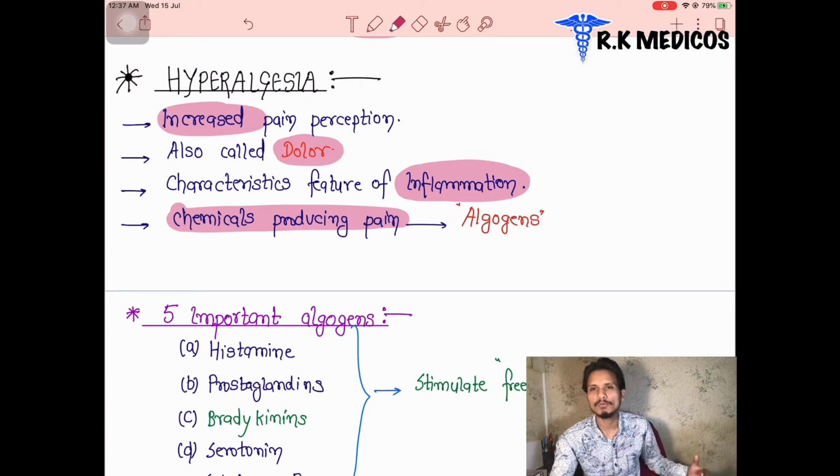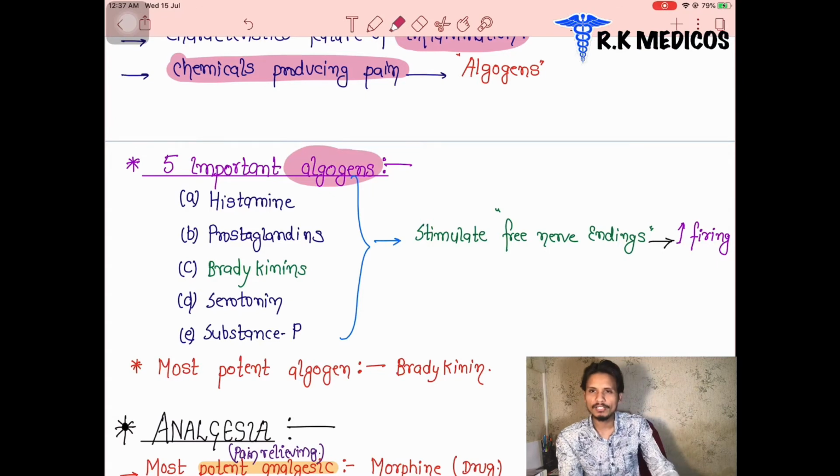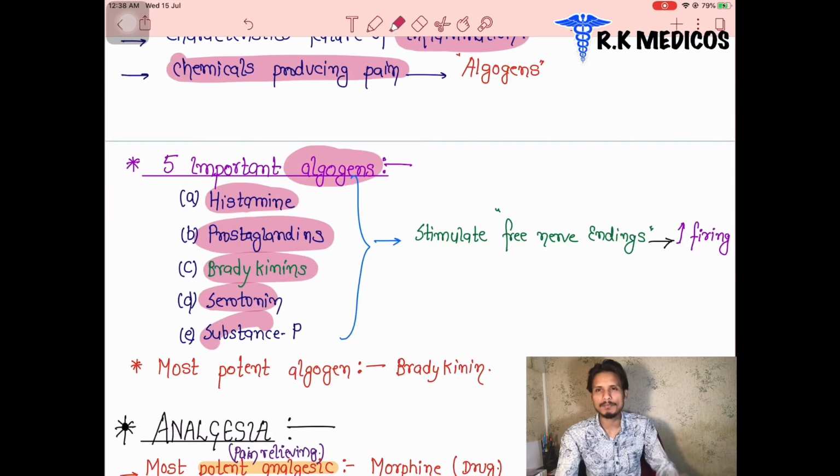Suppose there is a wound or trauma that leads to pain in a specific region. The chemical mediators or chemicals that area secretes are called algogens, and these have several importances we are going to see here. Some important algogens are histamine, prostaglandin, bradykinin, serotonin, and substance P. These are all pain-perceiving algogens.